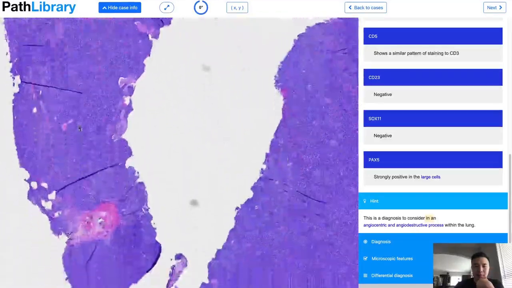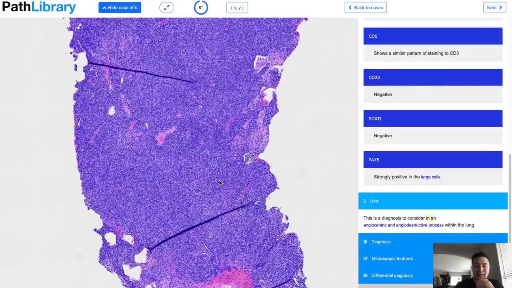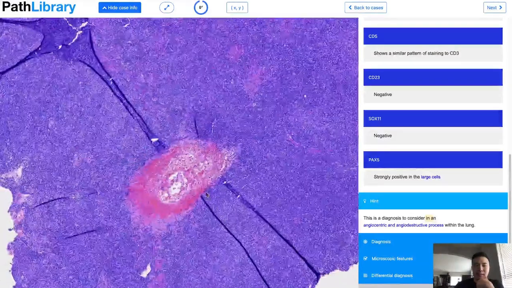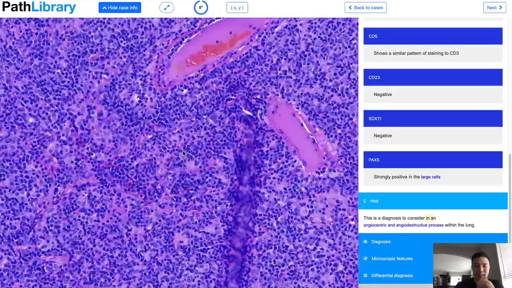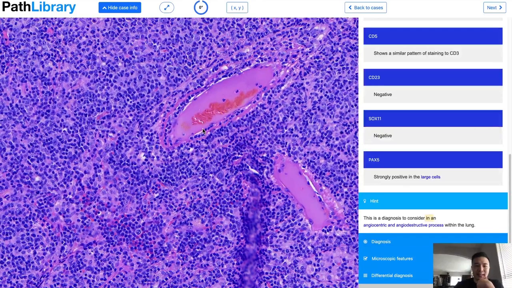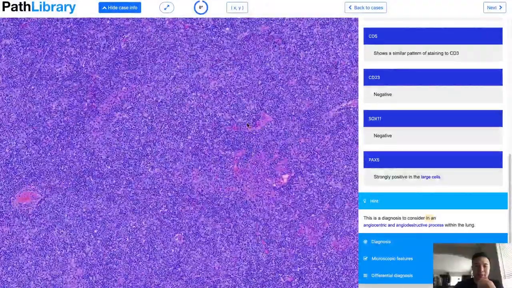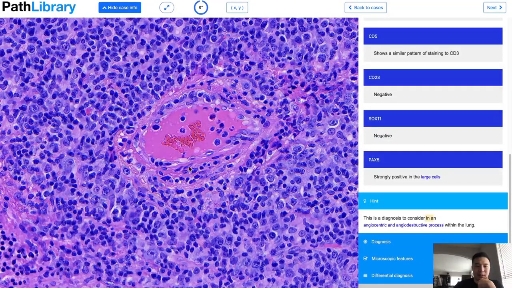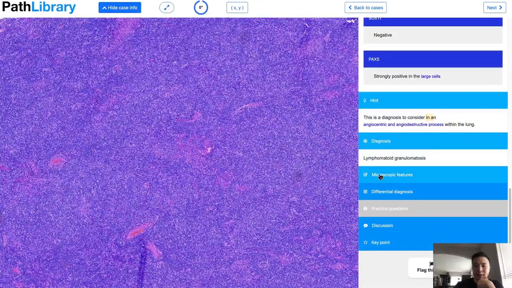So that's one of the pitfalls that I had, was I looked at the big population of B and T cells, but I didn't look at the other surroundings of the vessels, right? So that's a hint. So you can see these B cells and T cells infiltrating into the vessels, and that's very characteristic of lymphomatoid granulomatosis. So this was a case of lymphomatoid granulomatosis.